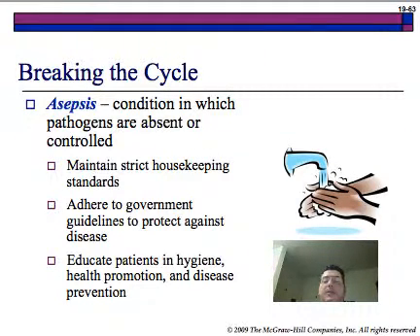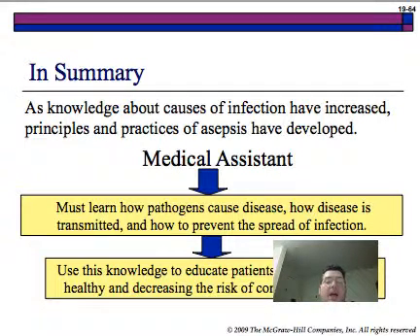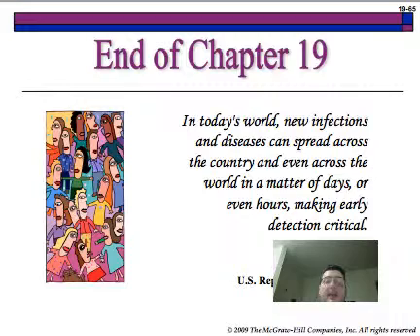Okay, and now asepsis, which is what we're going to focus on for this week's quiz, is the cycle of asepsis. Asepsis is a condition in which pathogens are absent or controlled. Maintain strict housekeeping, adhere to government guidelines to protect against disease, and educate patients in hygiene, health promotion, and disease prevention. As knowledge about causes of infection has increased, principles and practices of asepsis have developed. The main thing is, in today's world, new infectious diseases can spread across the country and even across the world in a matter of days or even hours, making early detection critical.